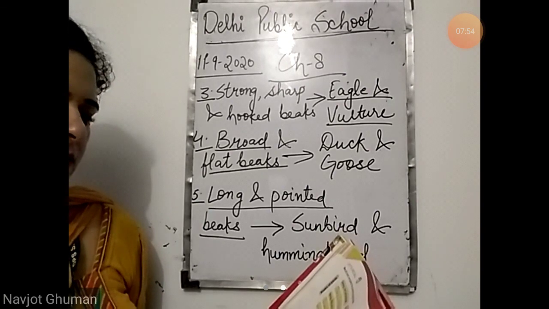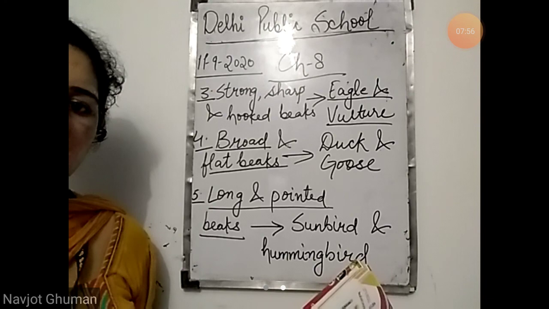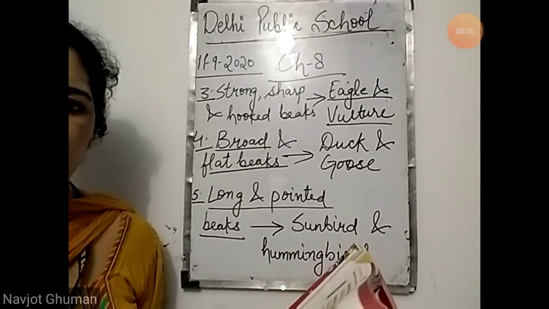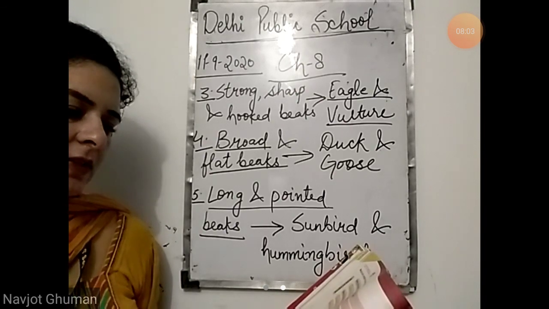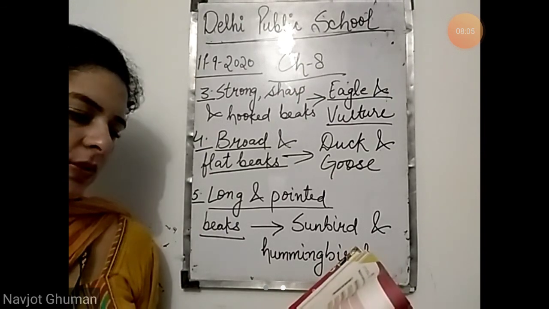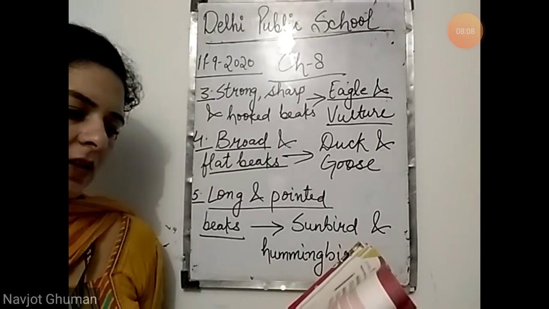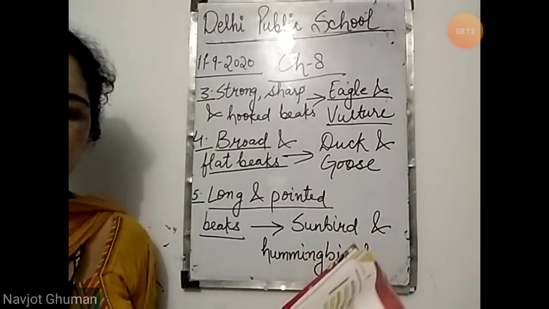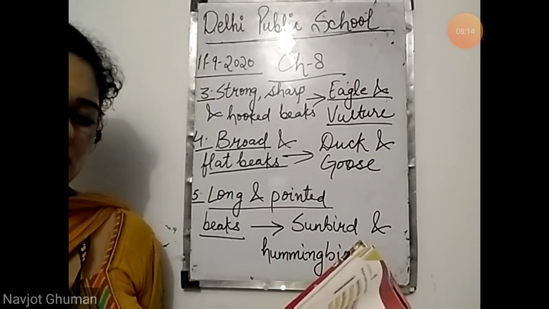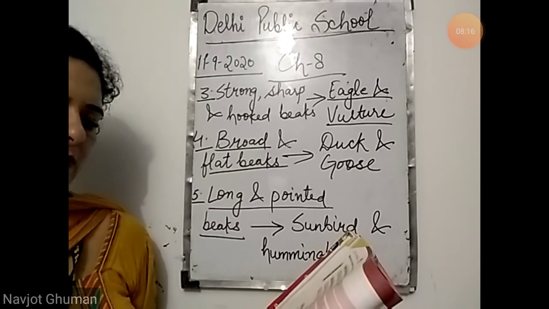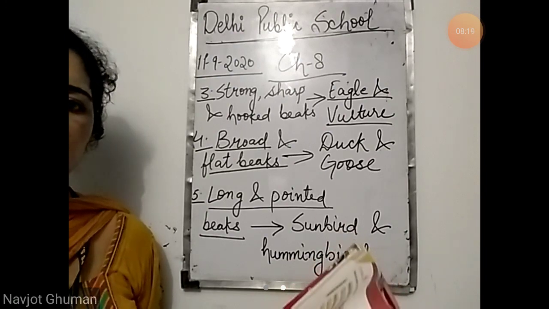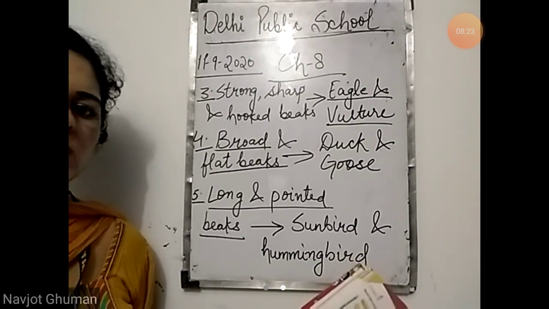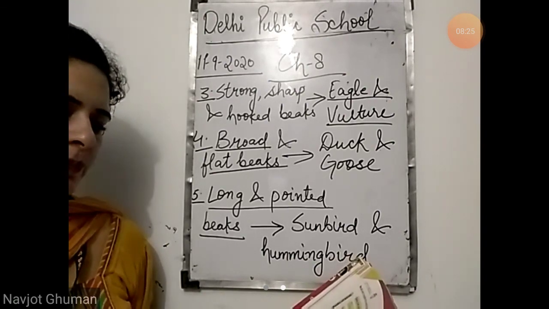Next, below this map there is another map that is about the feet and claws of birds. On the left hand side, the types of birds are written: scratching birds, perching birds, climbing birds and wading birds. And on the right hand side we have to write why they are named by this name. What do they do? Like first is perching birds.